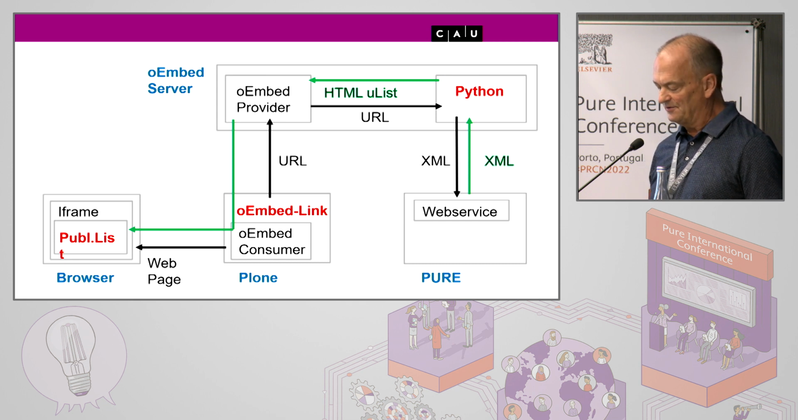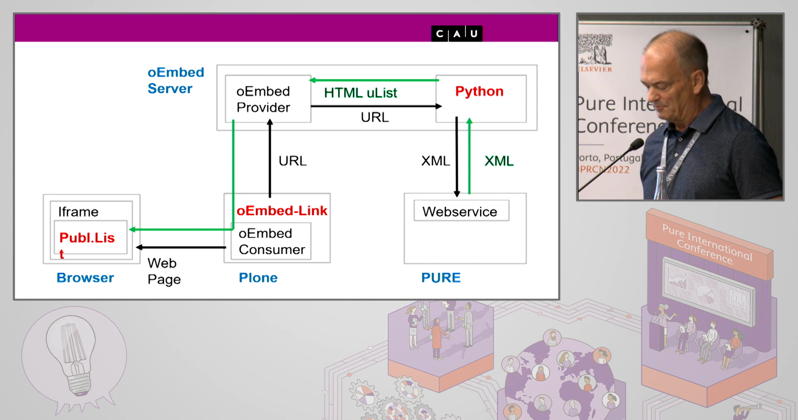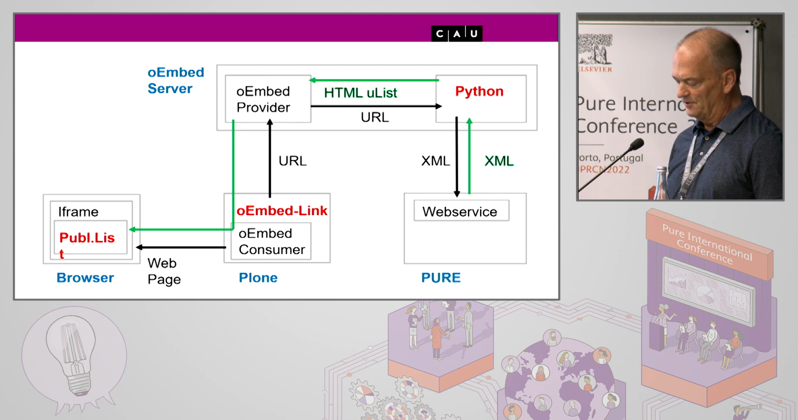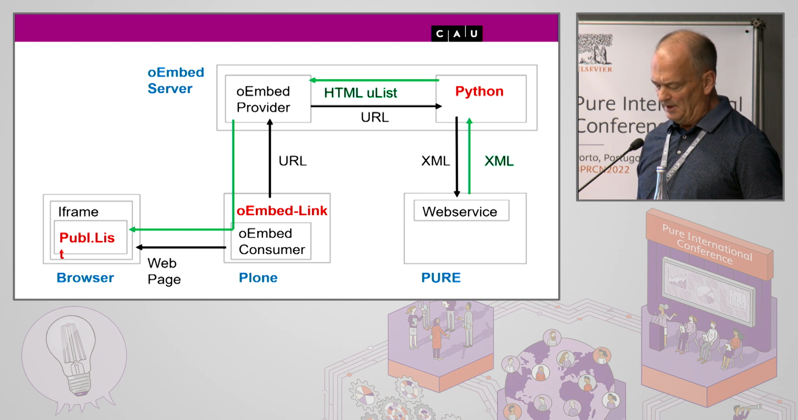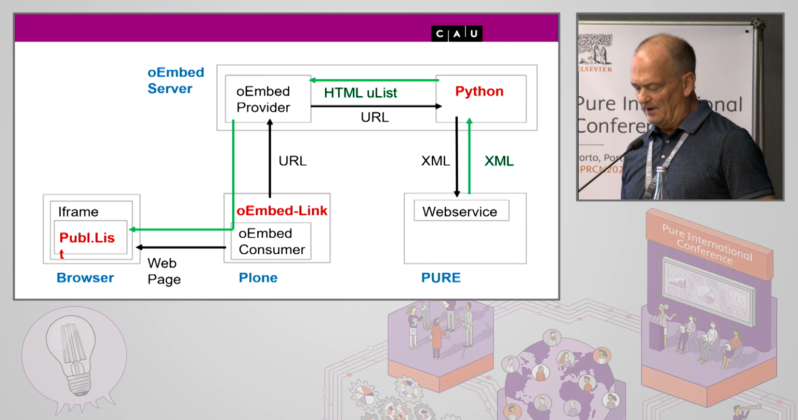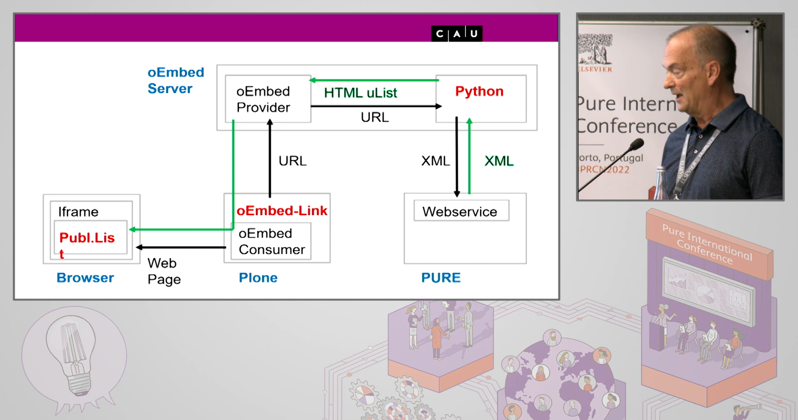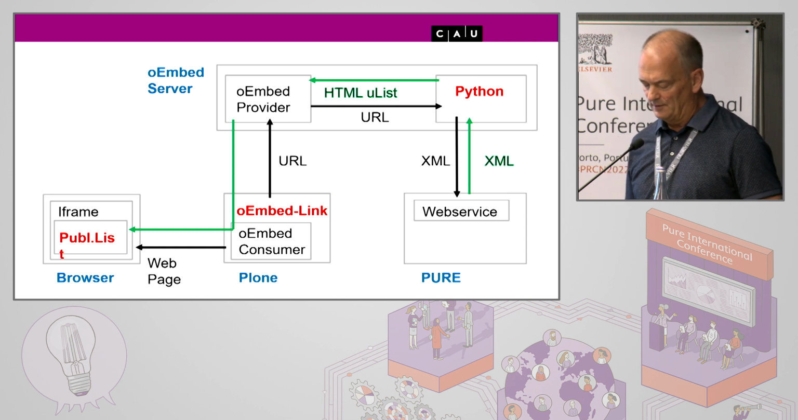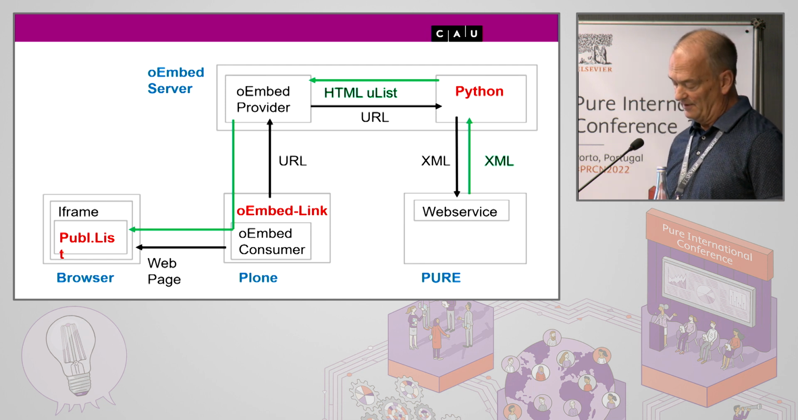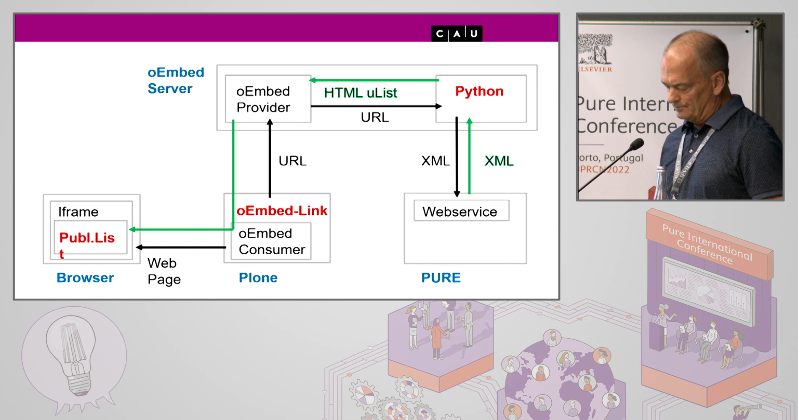The Owenbed server passes the URL to a Python program running on the server, and Python posts a request for the desired research output to the Pure web services. The publication list is sent via the Owenbed provider to the browser and displayed in an iframe in the web page. The somewhat complex chain of events runs, depending on the length of the resulting publication list, in under 1 second.